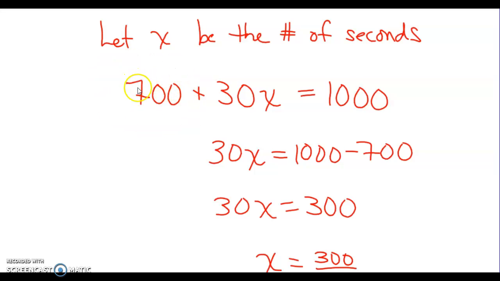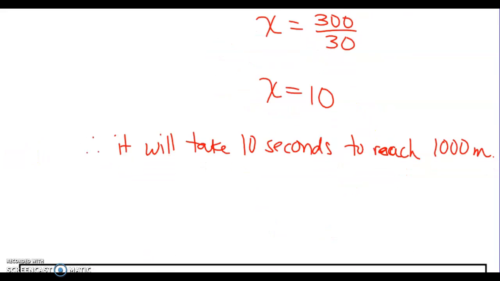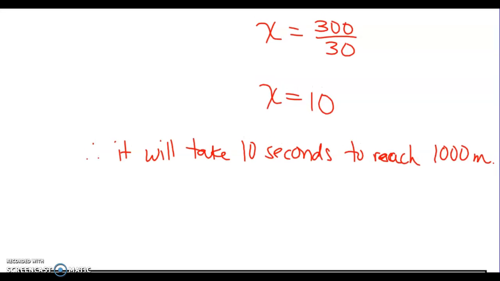So I'm going to take the positive 700 and move it over to the right-hand side. When I do that, I end up with subtraction. So 30x equals 1,000 minus 700. 30x equals 300. To get rid of the 30, because I want to isolate x, I'm dividing both sides by 30. So 300 divided by 30, x equals 10. And again, I'm going to conclude with a statement. This was a word problem, so we must end with a word statement. Therefore, it will take 10 seconds to reach 1,000 meters.